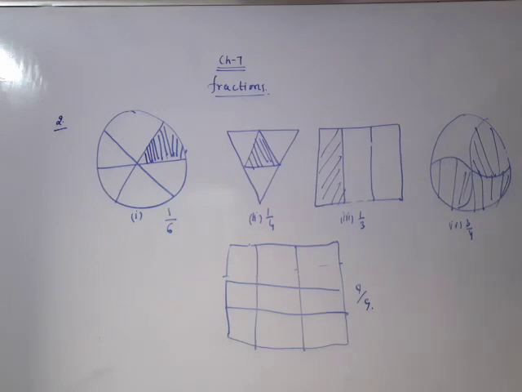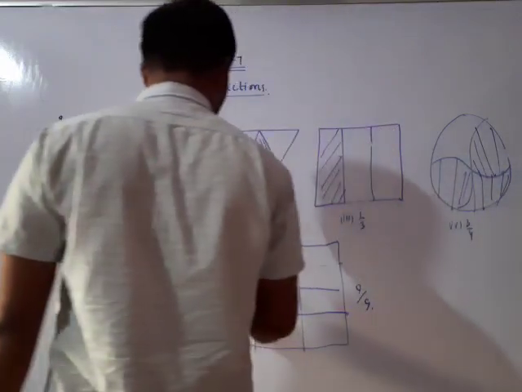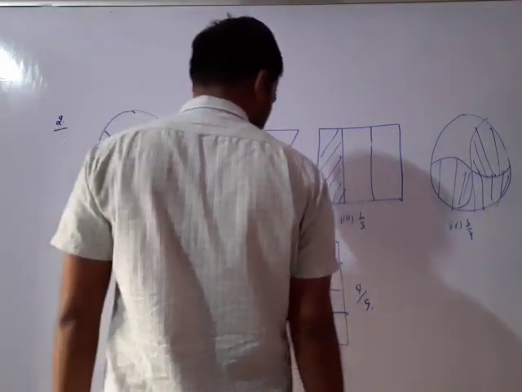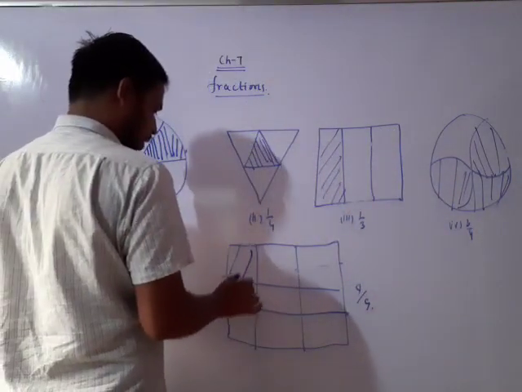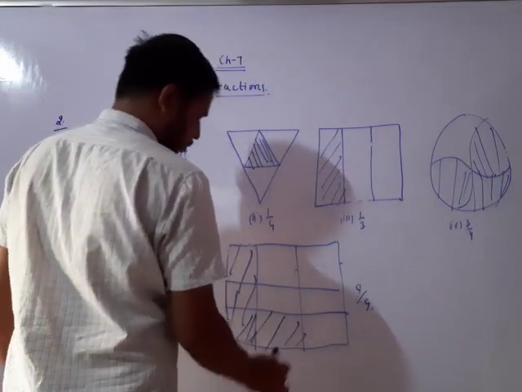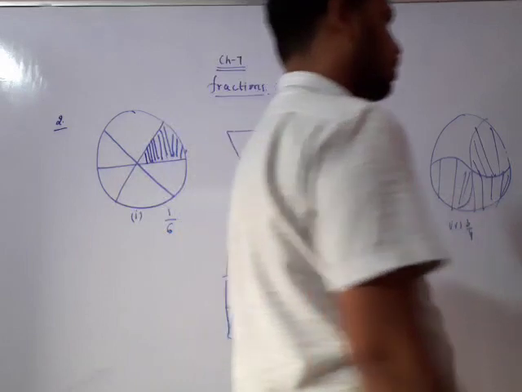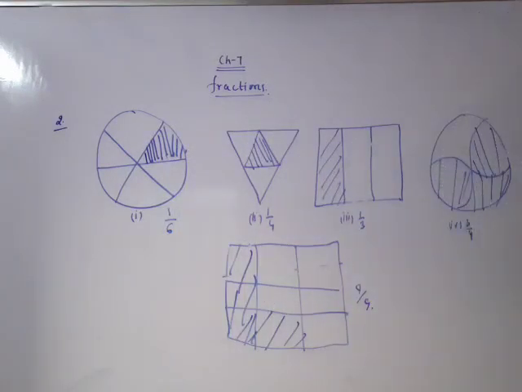Now here 4 upon 9. So count whether there are 9 squares or not. 1, 2, 3, 4, 5, 6, 7, 8, 9. Out of these you have to shade 4. So question number 2 you have to do in this manner. Now moving to the next question.